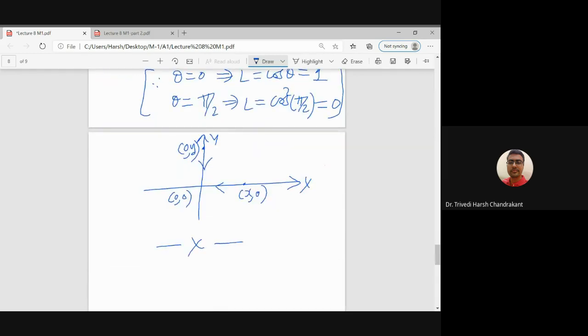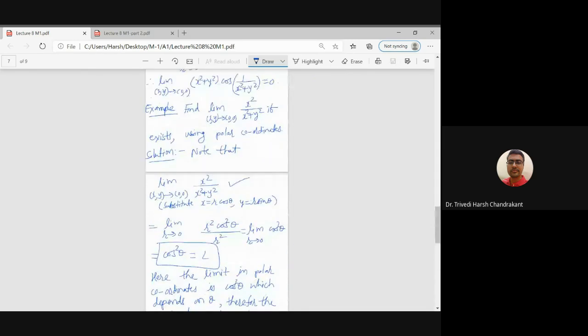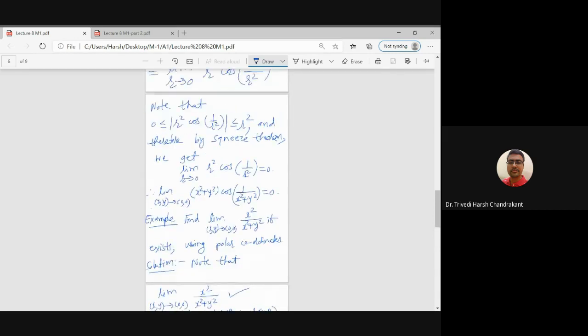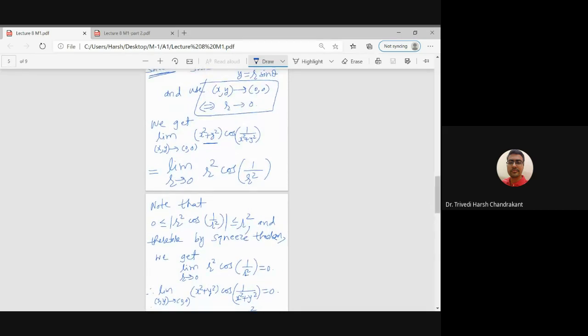So it does not exist. This is what we are getting for this example, that the limit does not exist. Why does it not exist? Because when we convert the limit into polar coordinates, we get the value of the limit as cos square theta, which depends on theta. But in the previous example, when we converted into polar coordinates, there was no theta term. The limit was only in terms of r.